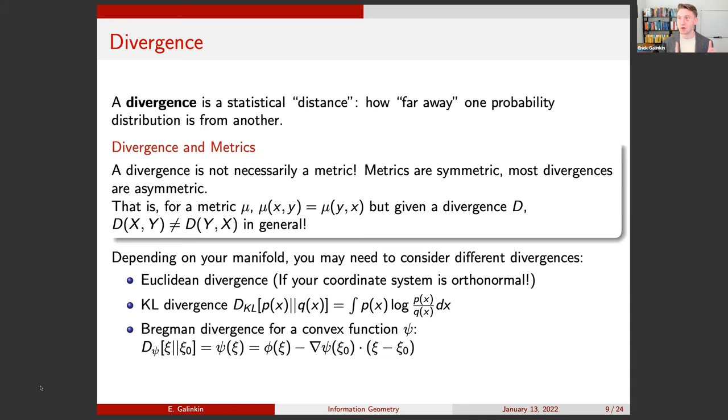So for a metric mu, you have mu(x,y) equals mu(y,x), but for a divergence D, D(x,y) is not necessarily equal to D(y,x). And so depending on your manifold, you may actually need to adjust your notion of distance. So if you have an orthonormal coordinate system, a nice coordinate system, you can just use Euclidean distance, right?